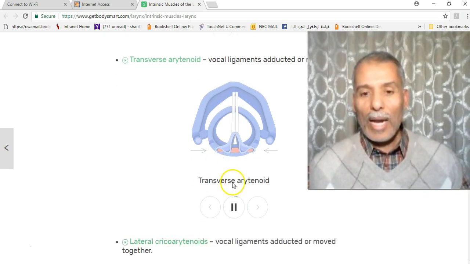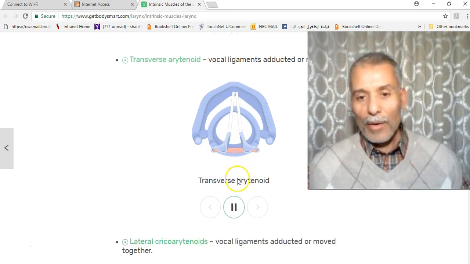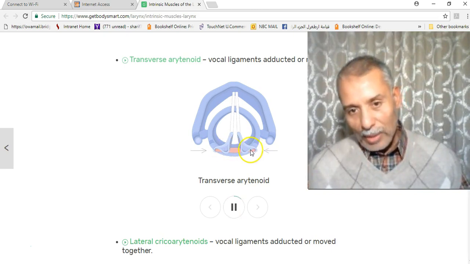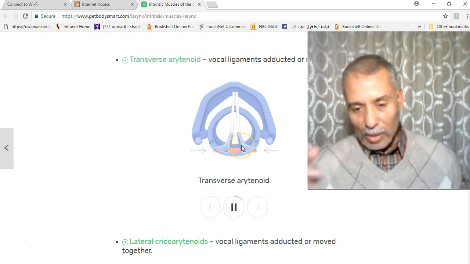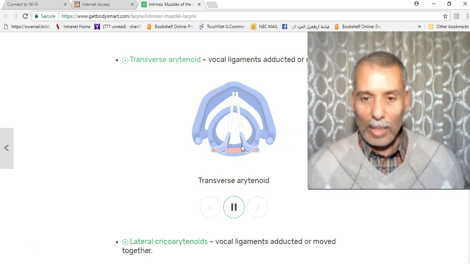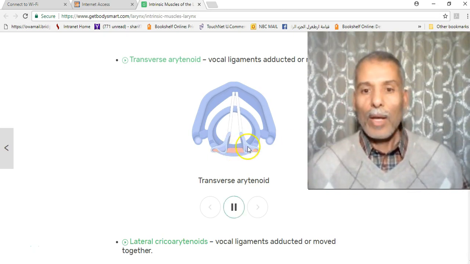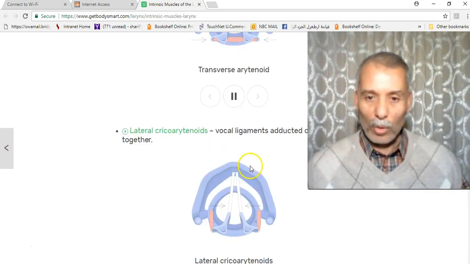If you want to see the action of the transverse arytenoid, for example, it's the one between the arytenoids. Arytenoid muscle, that is the only one we call the transverse, meaning horizontal, and it connects one arytenoid to the other, and you can see the action contributes to compressing the vocal folds together.